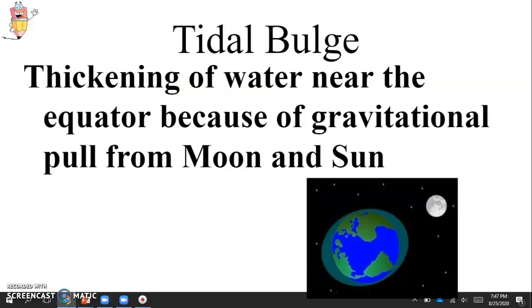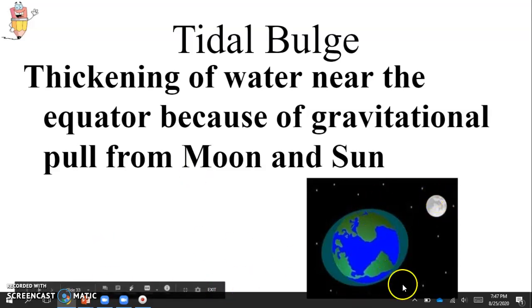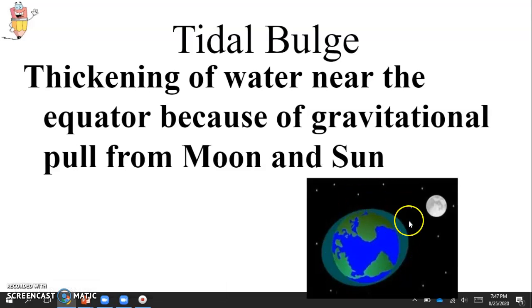Okay? So what is a tidal bulge? A tidal bulge is just a thickening of water near the equator because of the gravitational pull from the moon and the sun. Remember, anytime two celestial bodies are near each other in space, they work on each other through gravity, right? So gravity pulls on them.